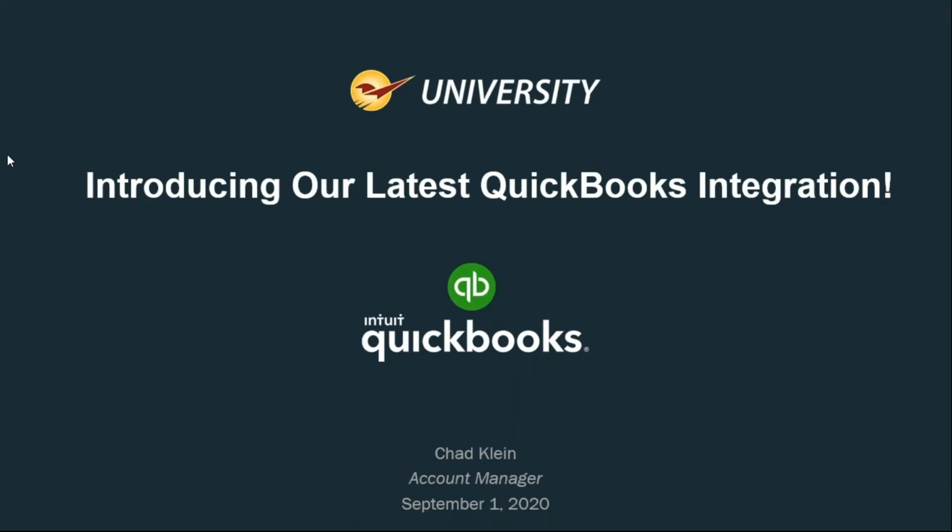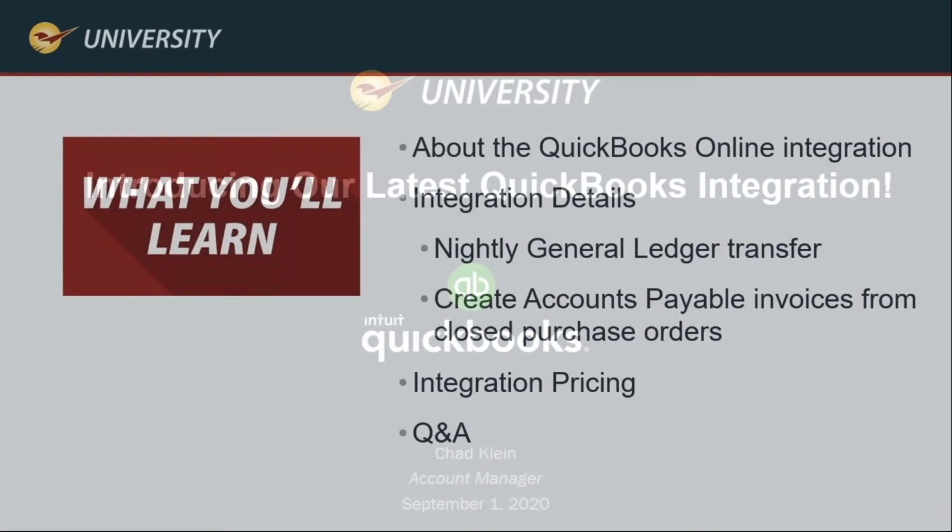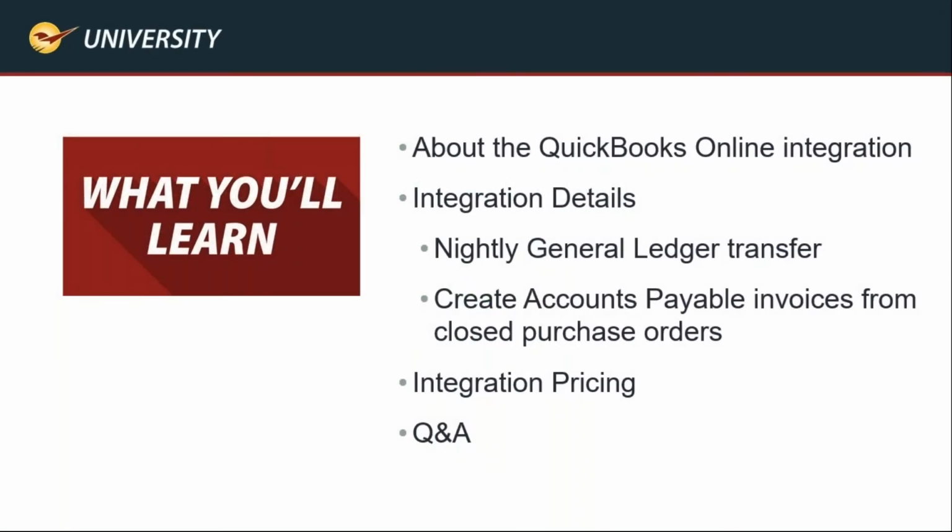So without further ado, I'm Chad Klein, and we are talking about QuickBooks today. What are you going to learn? You're going to learn about the QuickBooks Online integration. Going to cover some of the details: the nightly general ledger transfer. You can create accounts payable invoices from closed purchase orders. So when you receive some purchase orders and those are closed out in Paladin, you automatically send that information over to QuickBooks Online, and then we're going to talk about some of the pricing behind it, and then open the floor up for some general Q&A.